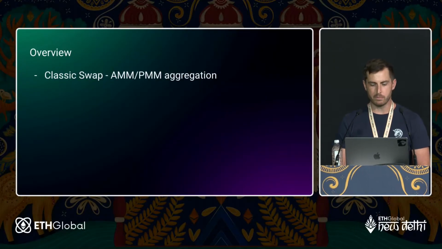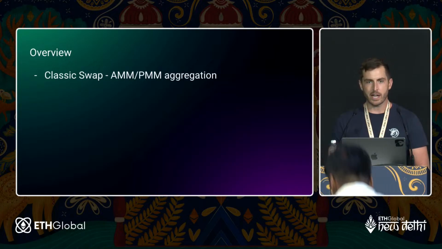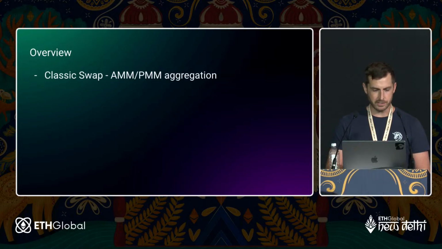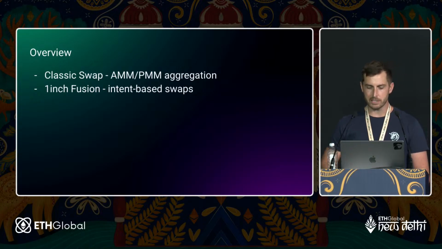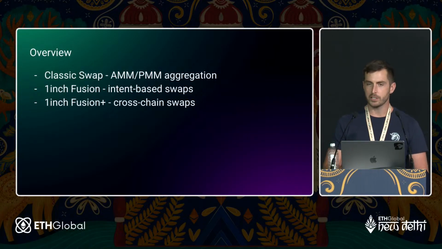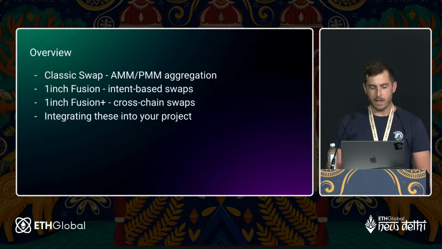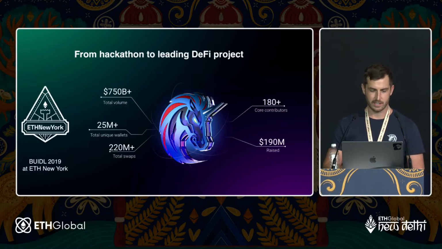So a brief overview of what we're going to discuss. We're going to talk about our classic swaps, which is our AMM and PMM aggregation. We're going to talk about OneInch Fusion, which is our intent-based swaps. And we're going to talk about Fusion Plus, which is our cross-chain atomic swaps. And then we're going to talk about how to integrate these into your project.